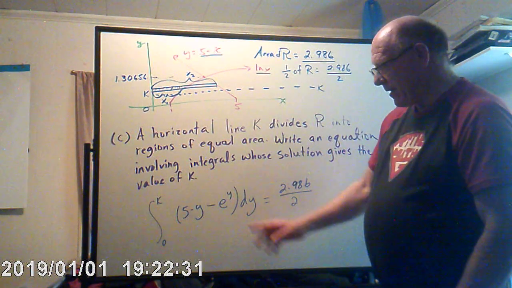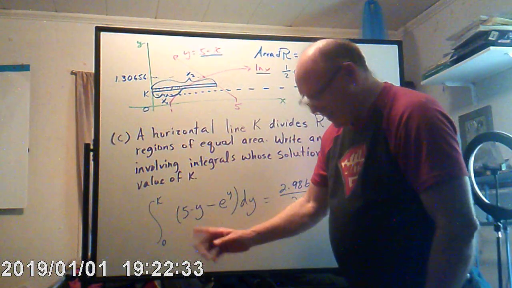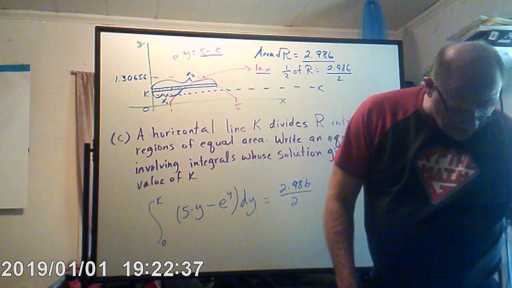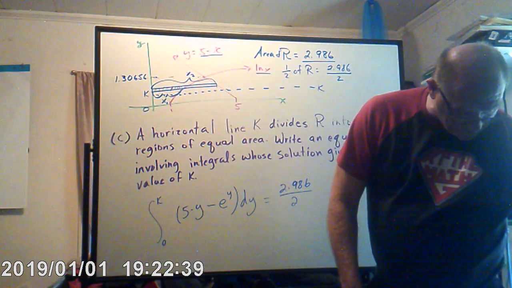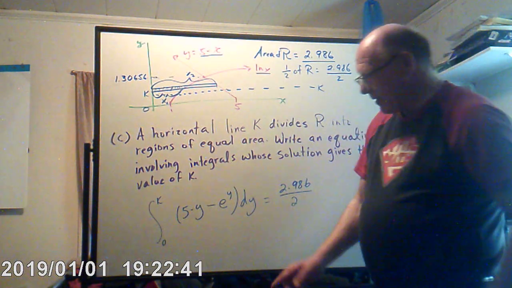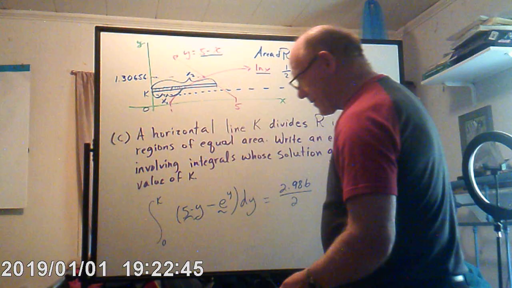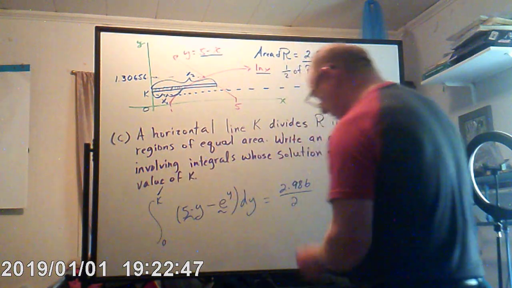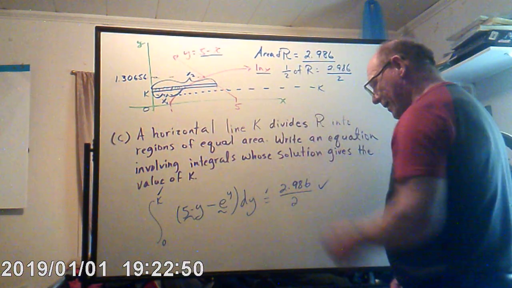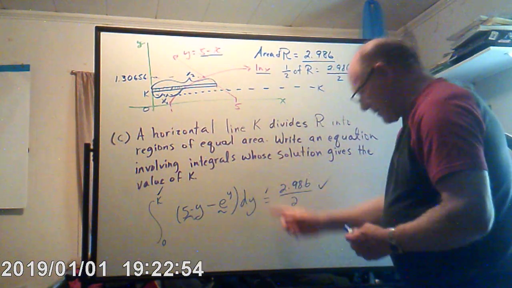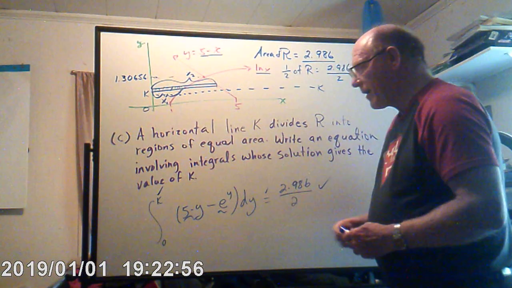You want the integral, the equation, the limits, and so on. You want to get this correct here. That's what they're looking for. You want to get this correct, and you want to make it into an equation. You cannot just leave it like this. It's half of the area right here.